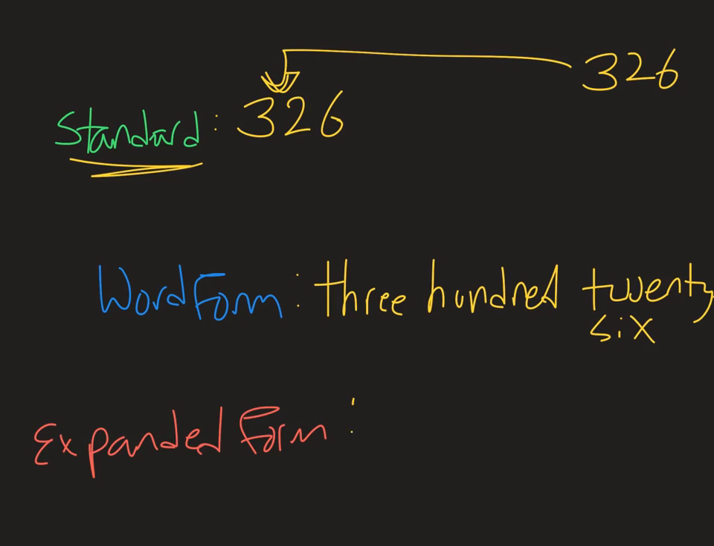And lastly, expanded form. If I wanted to do 326, it's actually going to look really similar to what we had after we did our place value chart. We write 300, 20, and 6, and then we're adding them together to get to this number. We had 6 ones, 2 tens, which is 20, and 3 hundreds.